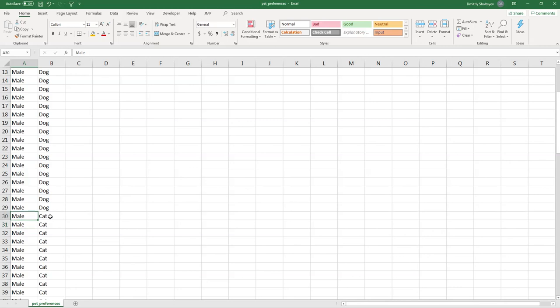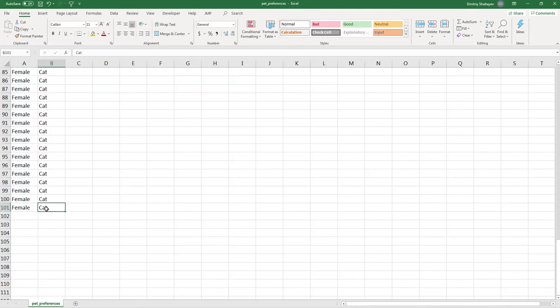So at some point male started to say I like cat, right? Then after that, in my sample, it's a completely random sample, right? I got females, and the first group of females I recorded preferred dogs, right? And then after that were females preferring the cat. Okay, and that's it. So that's how my data are organized.